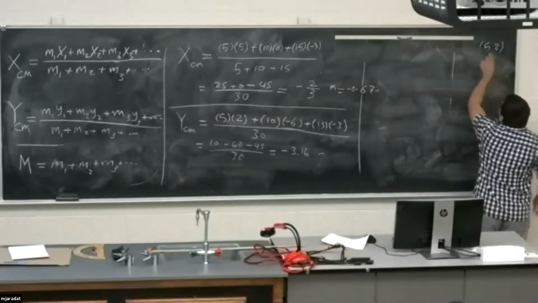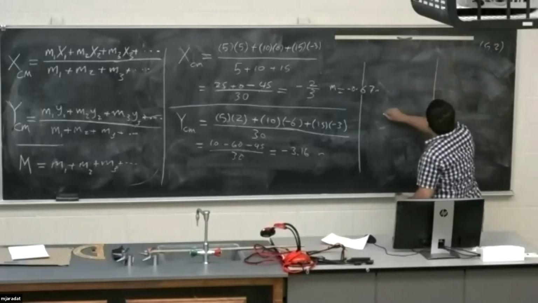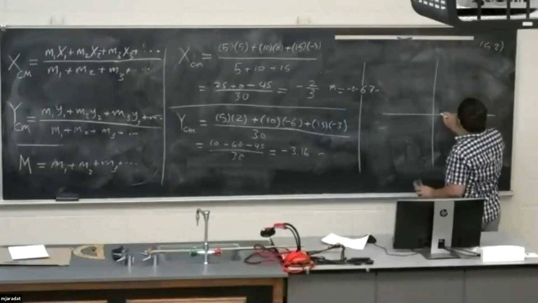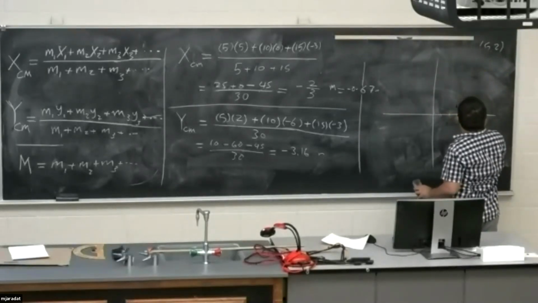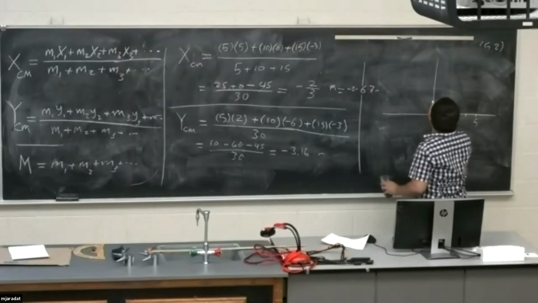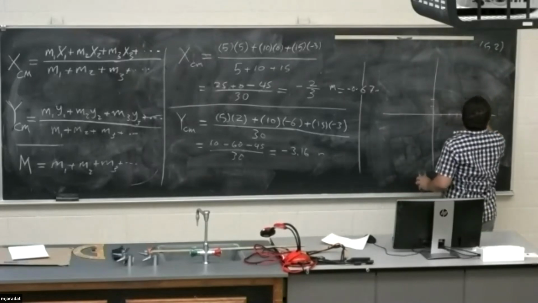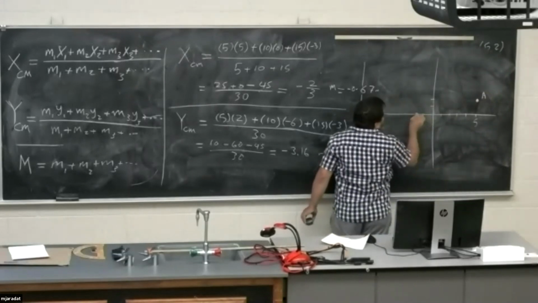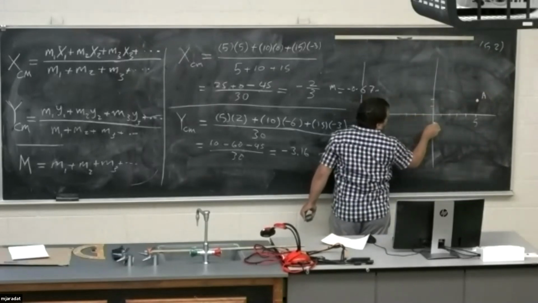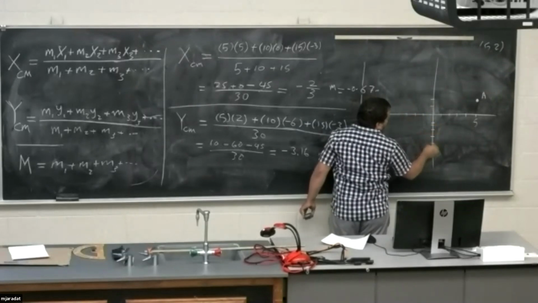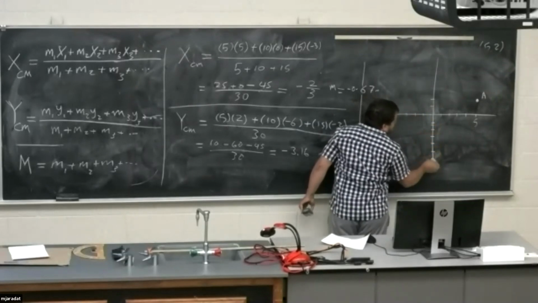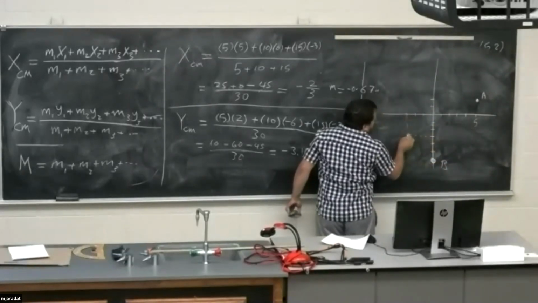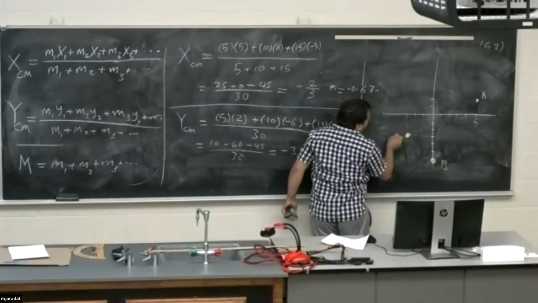I'll draw it to be better. So this is at 5 and 2. 1, 2, 3, 4, 5. 1, 2. This is A. Then B and C. 1, 2, 3. 1, 2, 3, 4, 5. This is B here. This is C at negative 3 and negative 3.